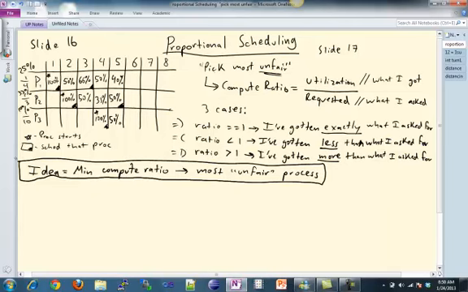Because the compute ratio is smaller. That means that relative to what I requested, my utilization is very small. And so the minimum compute ratio is the process that got the least utilization relative to what they asked for. Remember, this is all relative to what they asked for. Let's just do a quick example here.